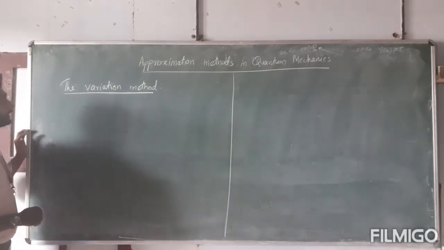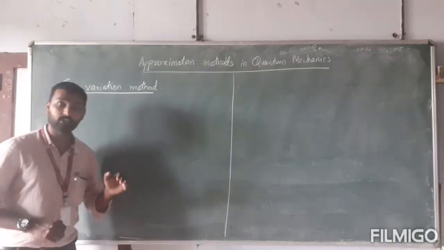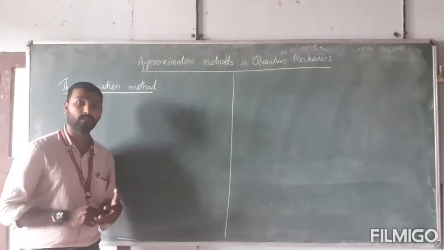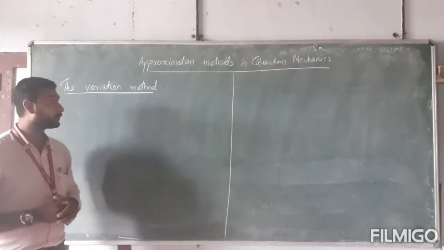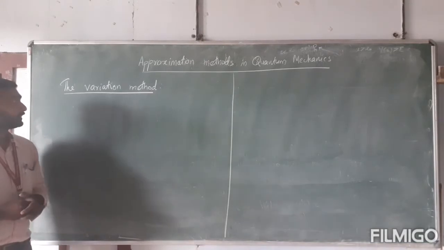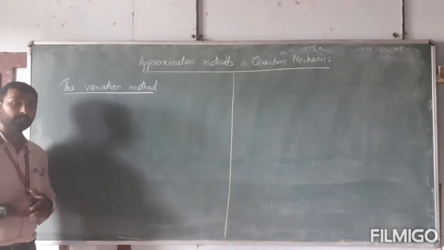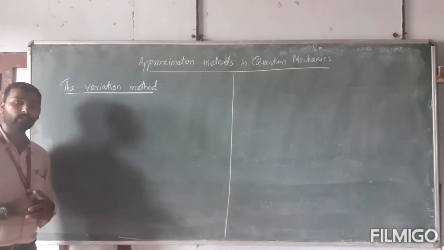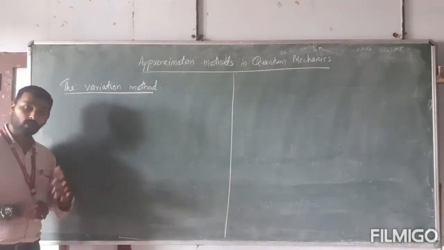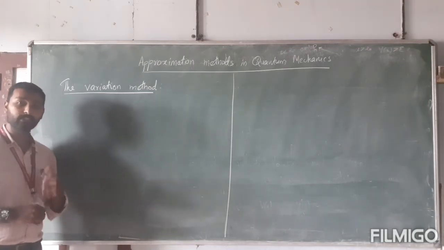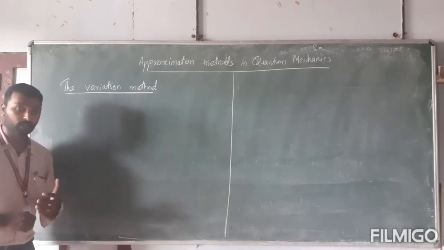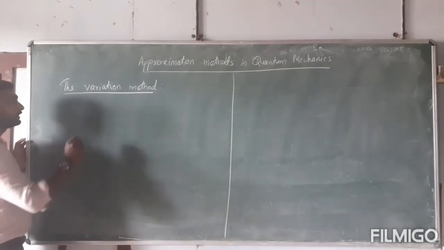So we can go through what the variation method is, and we will illustrate it using one problem. That will be today's lecture. Now the variation method is mainly used to find the approximate value of the ground state energy or the excited state energy of a system. Suppose you know a system.